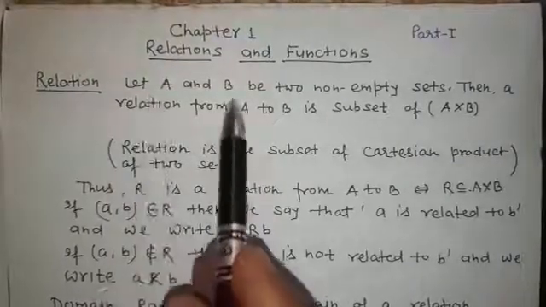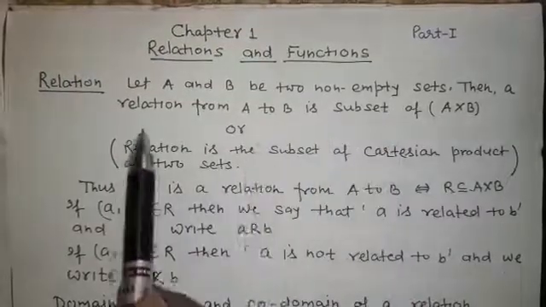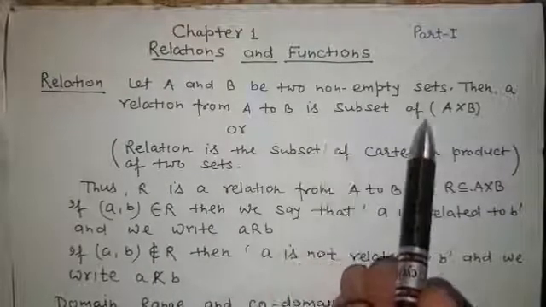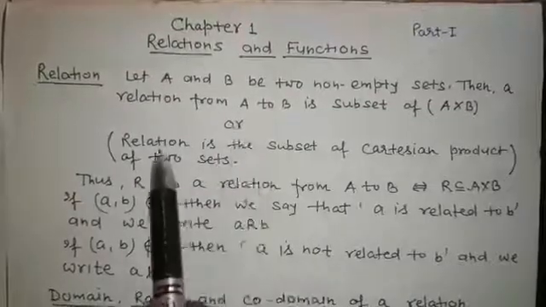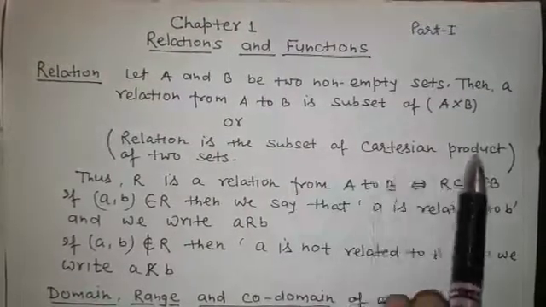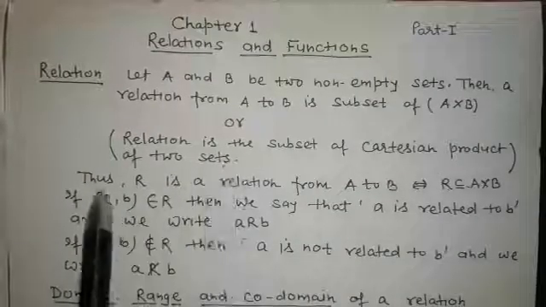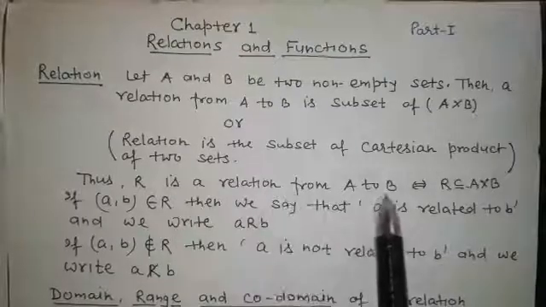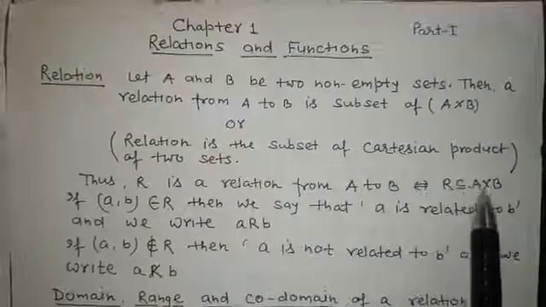Let A and B be two non-empty sets. Then a relation from A to B is a subset of A cross B. Or you can say a relation is a subset of the Cartesian product of two sets. Thus, R is a relation from A to B implies R is a subset of A cross B.